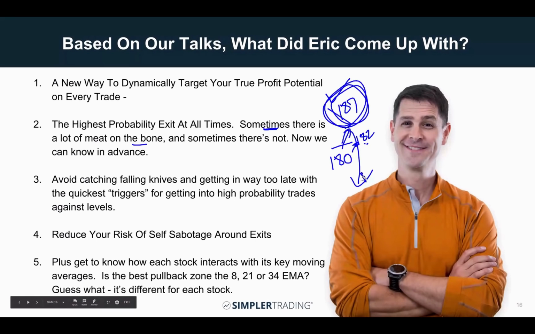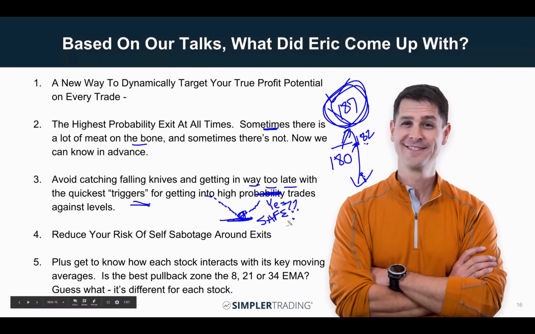Avoid catching falling knives and getting in way too late with the quickest triggers for getting into high probability trades against levels. This is something that I love using for voodoo lines, for Carolyn's work with Fibonacci clusters, for point of control. A lot of times what will happen is there'll be a level and the market's coming down, and then by the time the triggers are saying, yes, it's safe, we're almost at the target. Okay, well, who cares? I want to know down here, is it safe to get into or not, right? I want to know sooner rather than later.